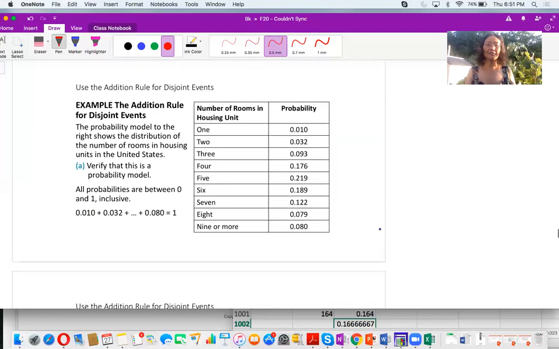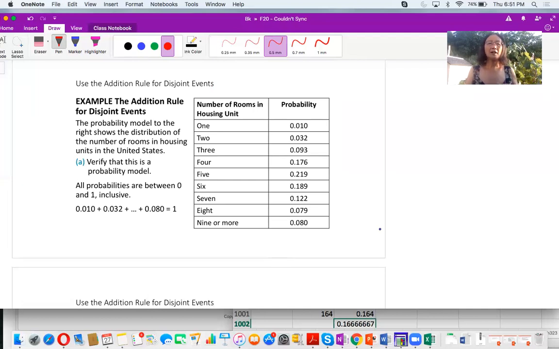All right, so let's take a look at this example. Addition rule for disjoint events. The probability model to the right shows the distribution of the number of rooms in housing units in the United States. Question A, verify that this is a probability model.